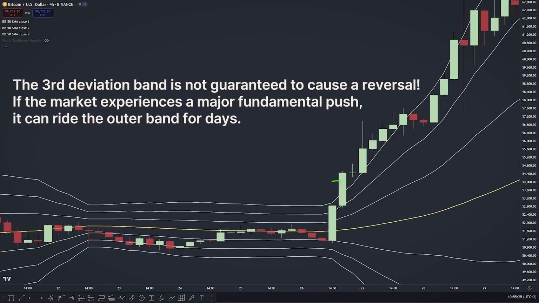Sometimes price breaks out and just keeps going. Bollinger Bands widen. The third deviation band is not guaranteed to cause a reversal. If the market experiences a major fundamental push, it can ride the outer band for days. So don't blindly jump in just because price touches an outer band. Pair it with additional context.